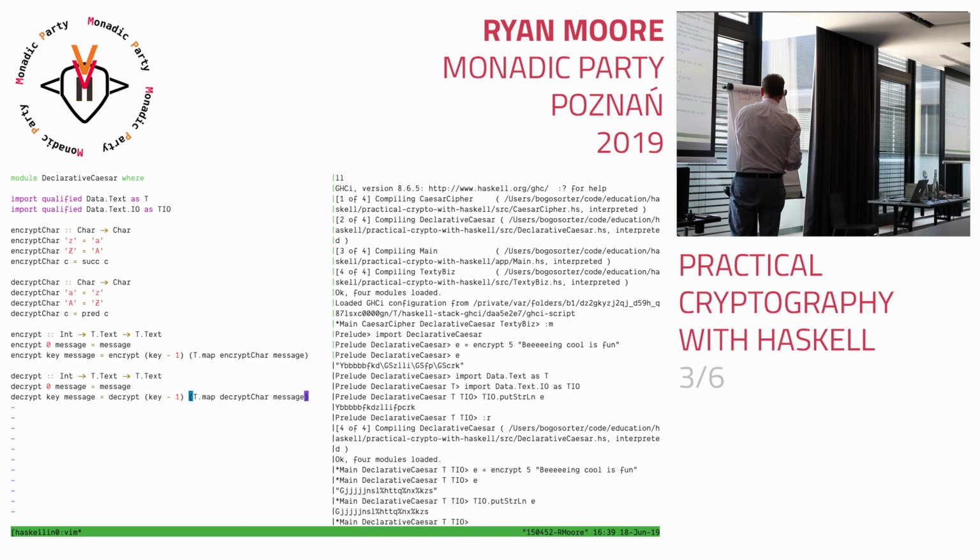4, 8, 12, 1, 5, 9, 13. So the commonality is the 4 here, right? Column 0 is going to be every fourth character starting on 0. Column 1 is going to be every fourth character starting on 1, and so on and so forth.